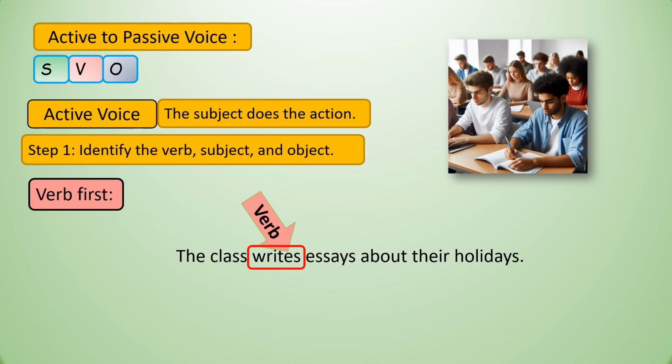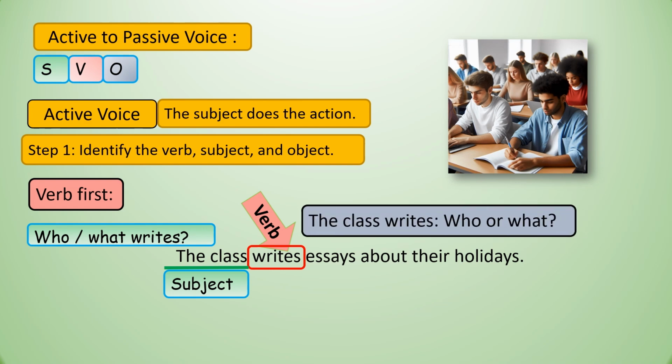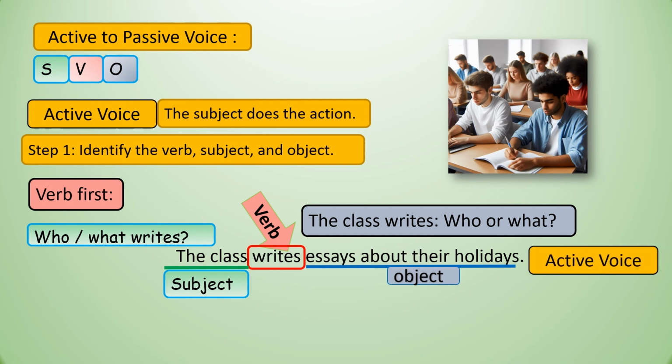Step 1. Identify the verb, subject and object. Verb first. What is a verb here? Writes. That's the action. Now the question. Who or what writes? The answer is the class. Therefore, the class is subject. The class writes who or what? Essays about their holidays. That's our object. So now we have subject, verb, and object, and we are ready to do the next round of steps that will follow hereafter.